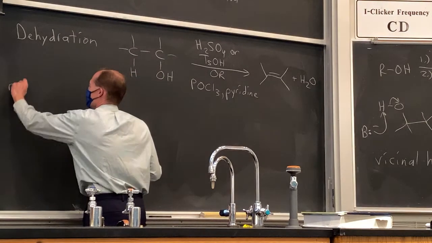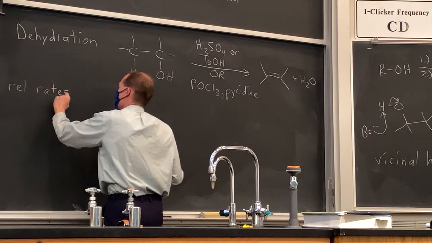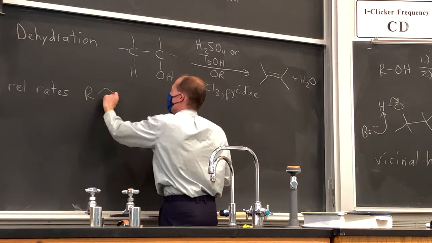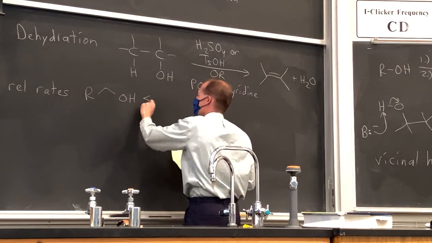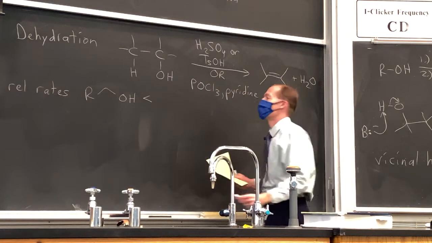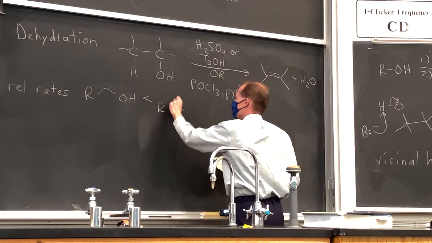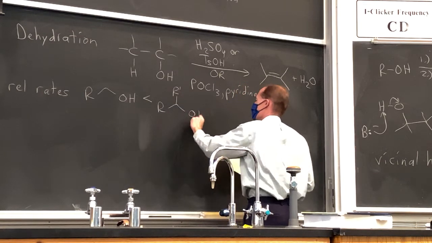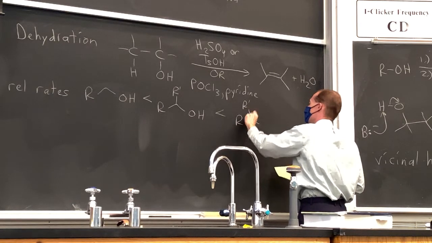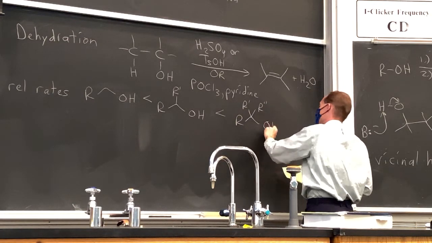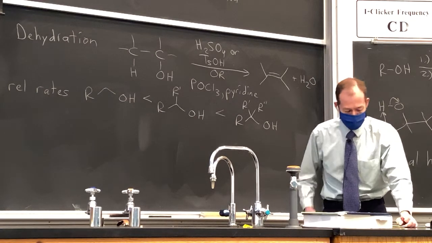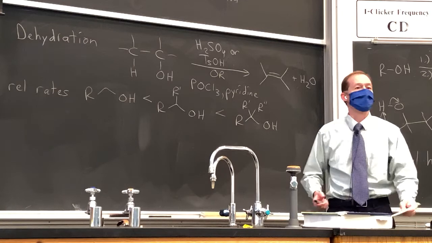Okay? So relative rates. What kind of alcohols react faster than others? In dehydration reactions, our primary alcohols will react the slowest. Secondary alcohols will react faster, and tertiary alcohols will react the fastest. So more substituted alcohols are going to react faster in a dehydration reaction.